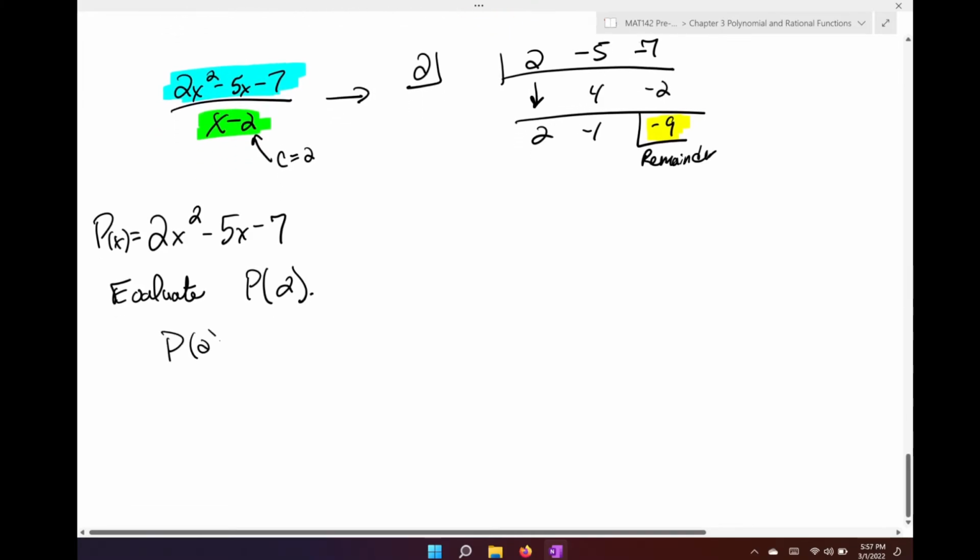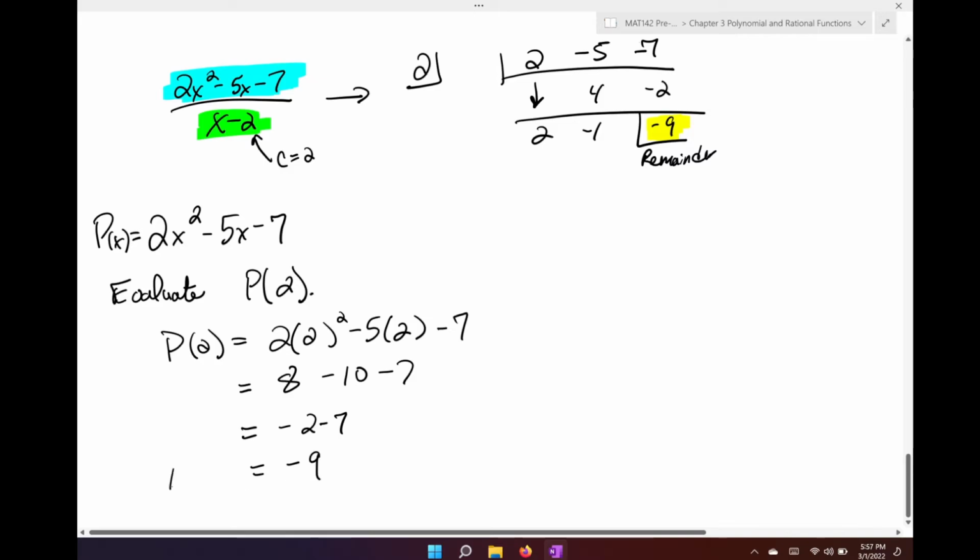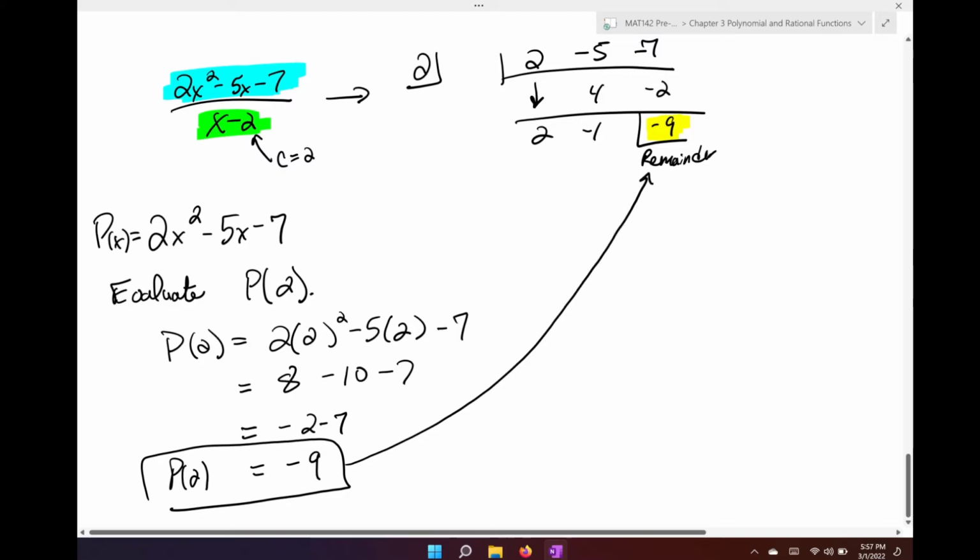P of 2 is going to equal 2 times the variable squared minus 5 times the variable minus 7. So I substitute in 2. And notice I get 2 to the second is 4. 4 times 2 is 8 minus 10 minus 7. 8 minus 10 is negative 2. And negative 2 minus 7 is negative 9. Which is exactly what the remainder is.